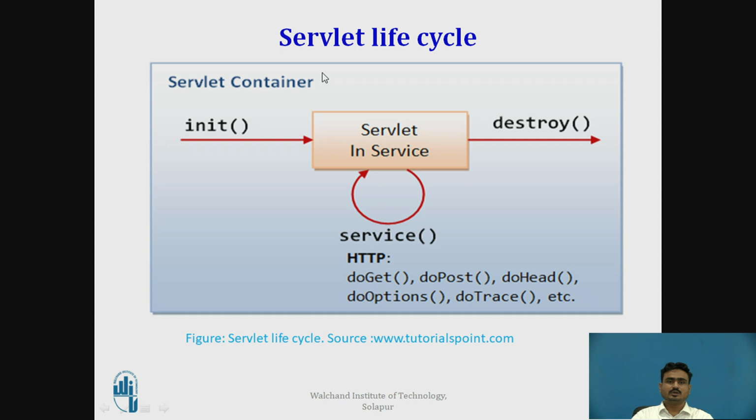Next, in detail we are going to study the servlet life cycle. Initially, the servlet container is going to invoke the init method. Next, it is going to call the service method. In the service method, the HTTP request is going to be passed to the doGet method, doPost method, doHead method, doOptions method, doTrace method, or doDelete method. So these are the services provided by HTTP, the hypertext transfer protocol. And finally, depending upon the request, the response will be generated by the service method itself.